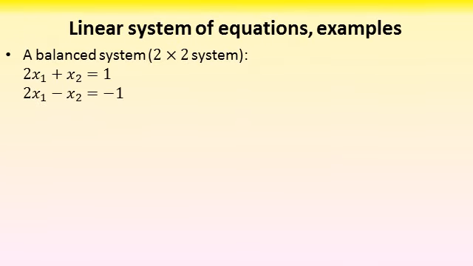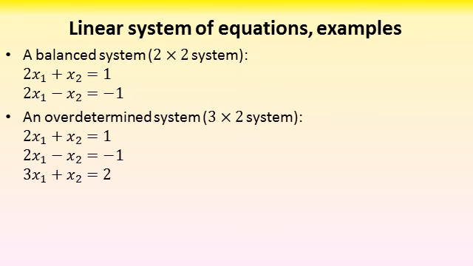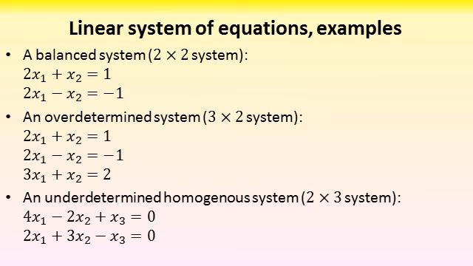Moving on to some examples. Here is a balanced system, a 2 by 2 system. Here is an example of an overdetermined system, more equations than unknowns. And here is an example of an underdetermined system, which is also homogeneous, the first two being inhomogeneous. And we will discuss general techniques for how to solve such a system.